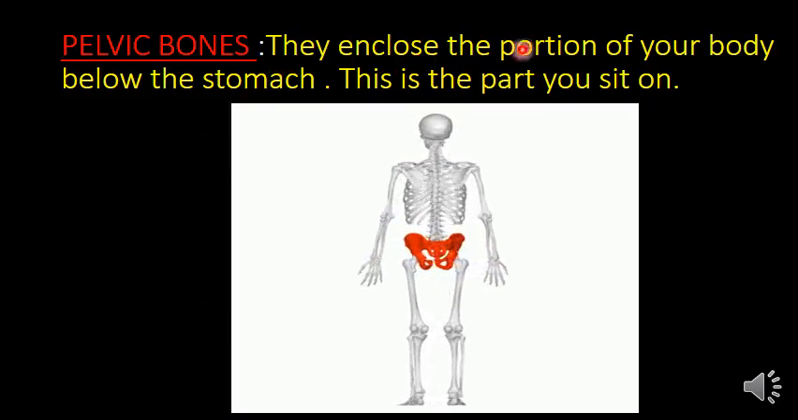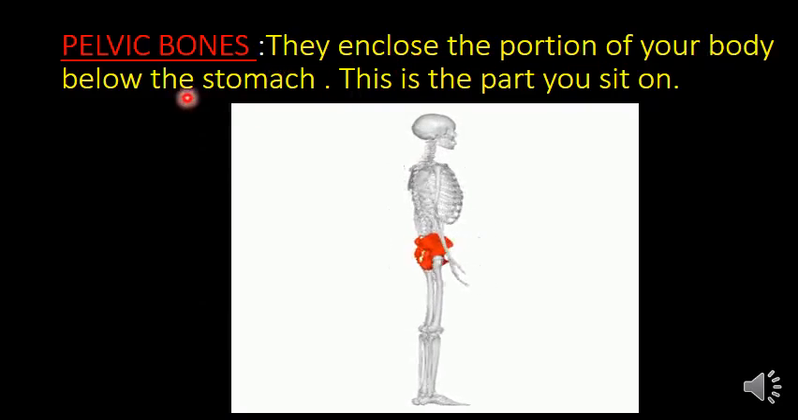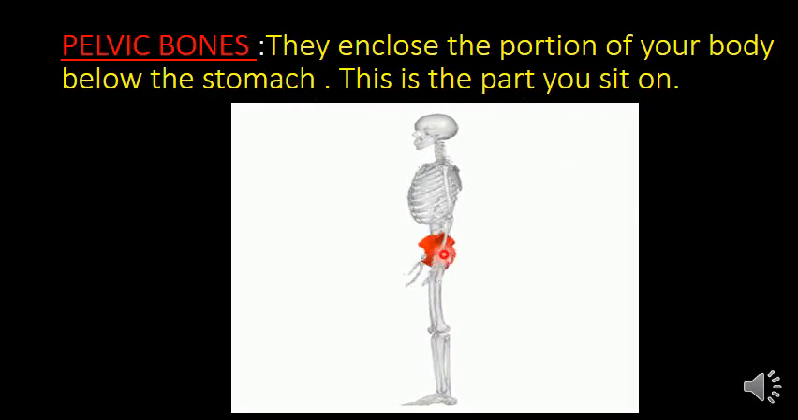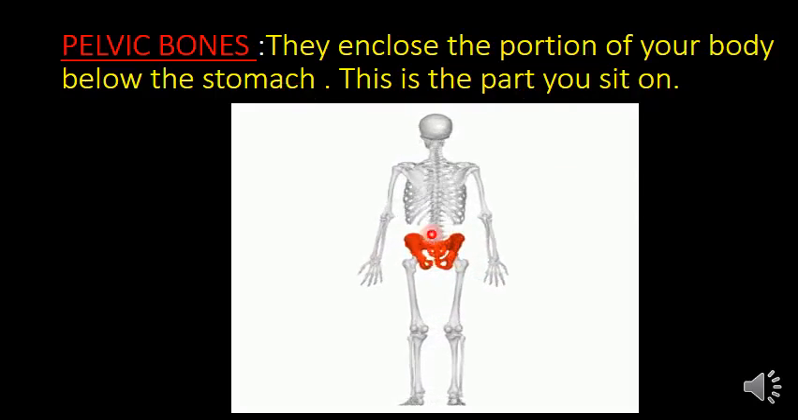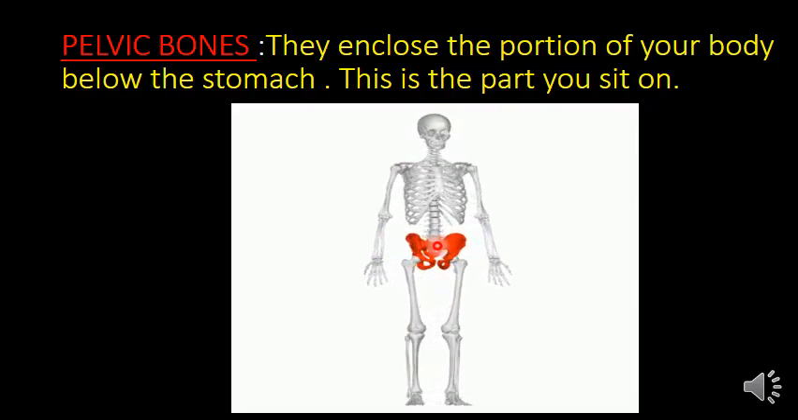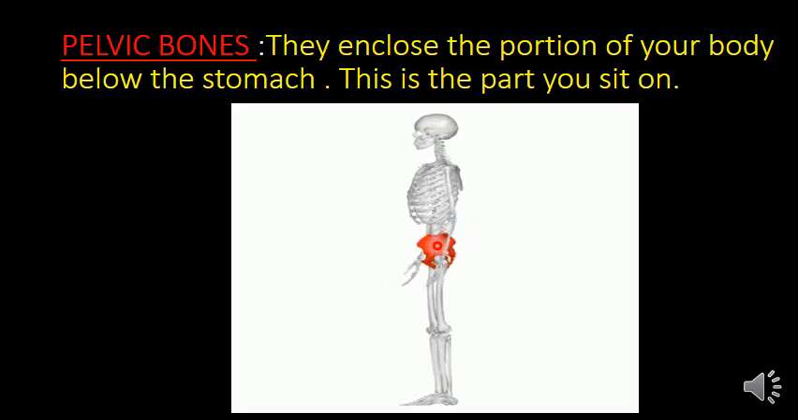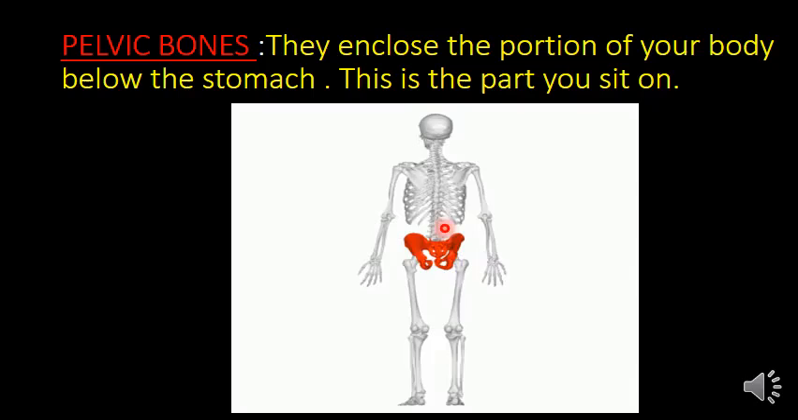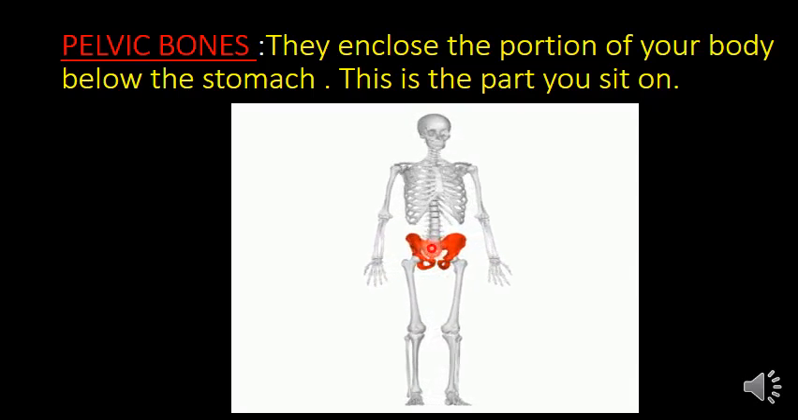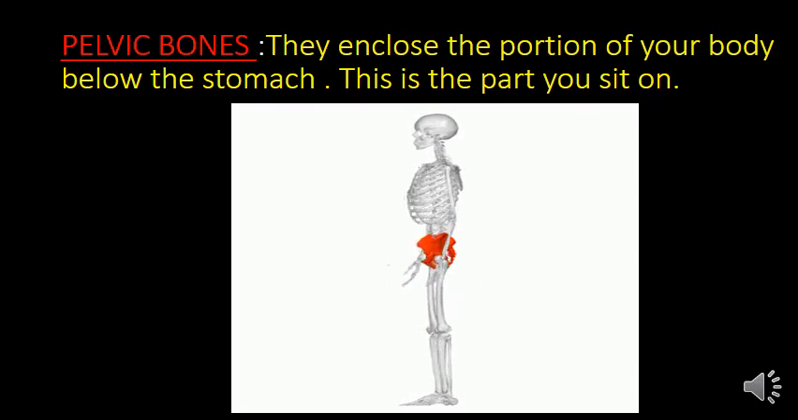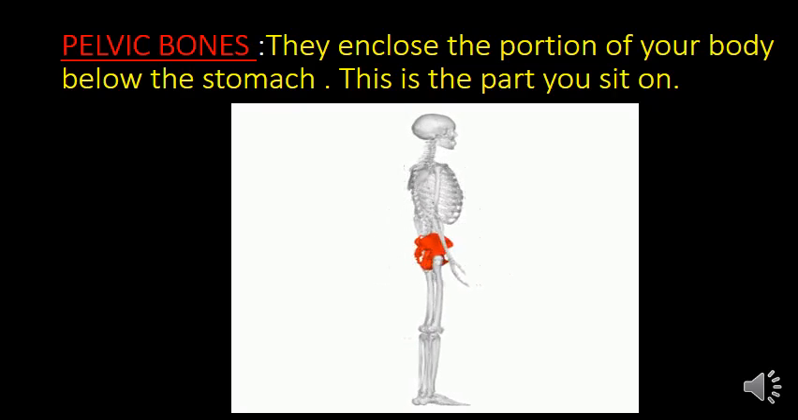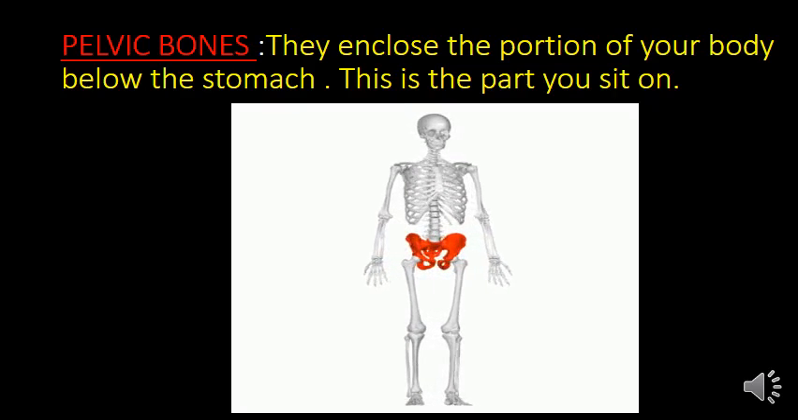It encloses the portion of your body below the stomach. This is the part you sit on. This red color part in the skeleton is known as the pelvic bone. The pelvic bone allows our body to sit, and it is below the stomach. The red color part of the skeleton is called the pelvic bone, which is also a fixed joint. It doesn't show any movement. It helps us to sit properly.